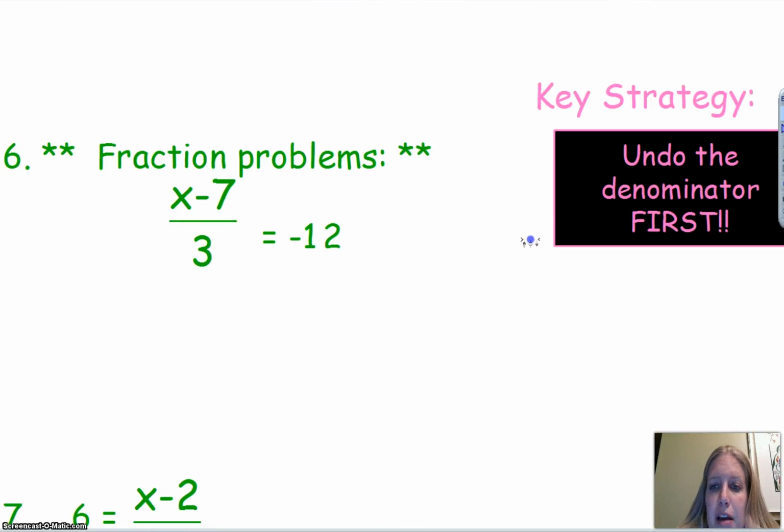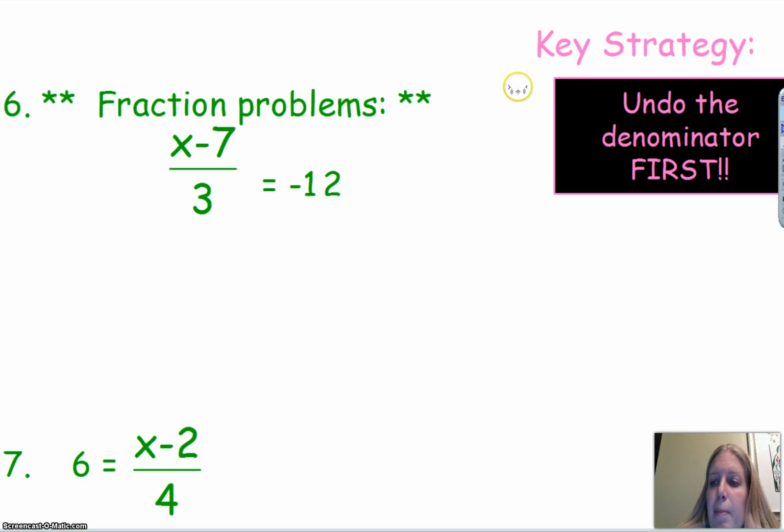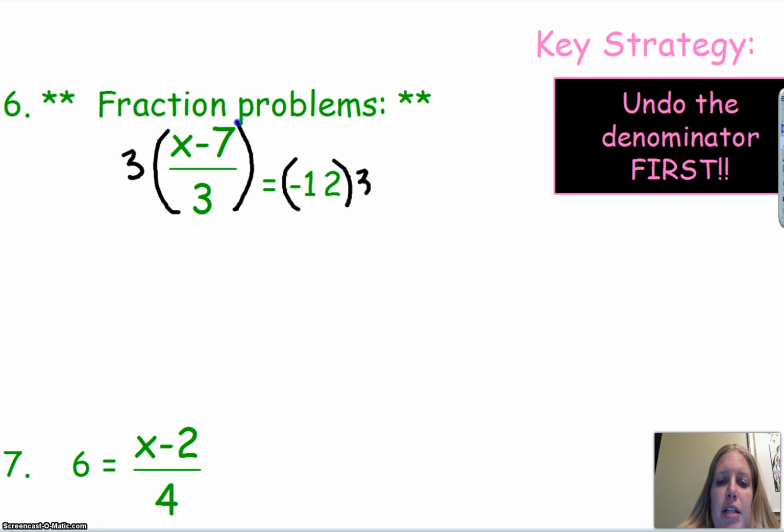I'm going to skip number 5. Okay, so to number 6. These are fractions. Key strategy, make sure you write that down, is to undo the denominator first. So when one whole side of your equation is a fraction, you want to undo this divide by 3. So to undo it, I'm going to multiply by 3 to both sides. That's what you're going to undo first. Then I'm left with x minus 7. That will leave you with the numerator. We'll isolate it out. Negative 12 times 3 is negative 36.